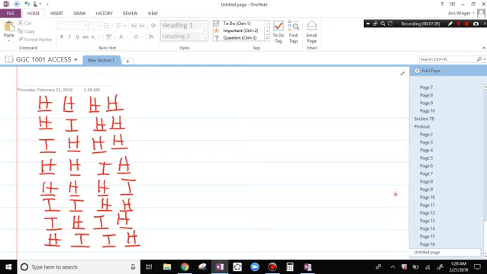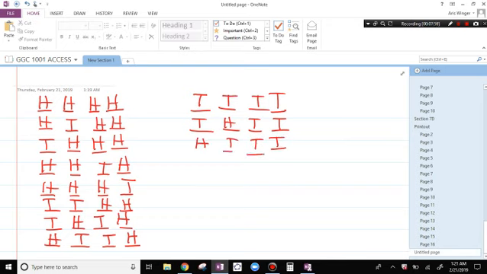All right, and so then we can switch the heads and tails, right? So then we got tails, tails, tails, tails. We got tails, heads, tails, tails. We've got heads, tails, tails, tails. We got tails, tails, heads, tails. We got tails, tails, tails, heads.